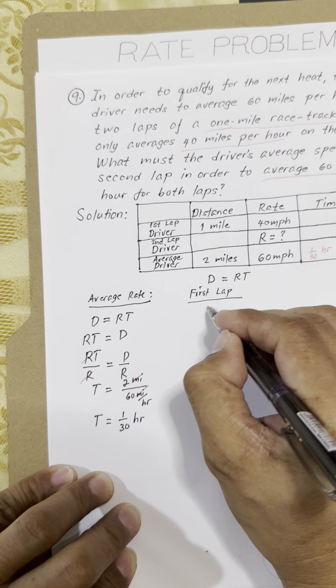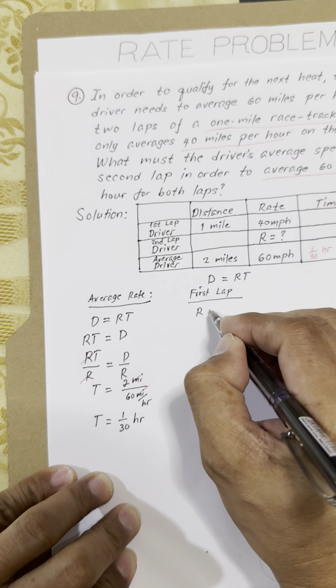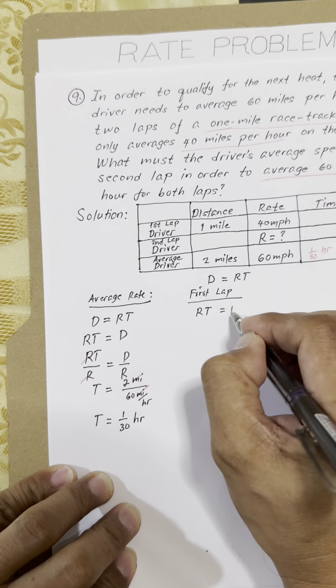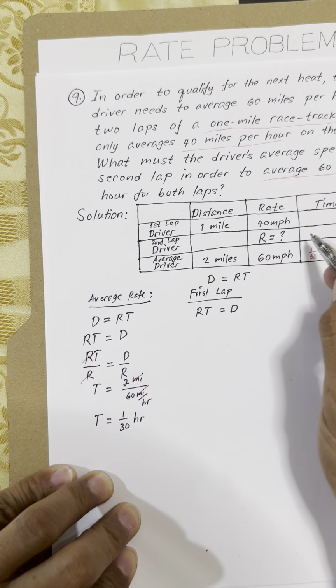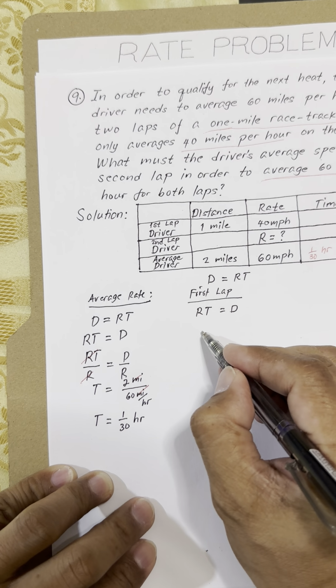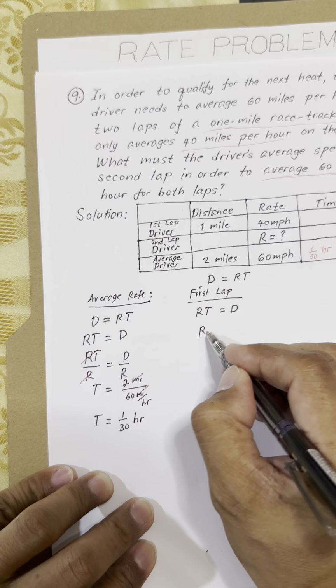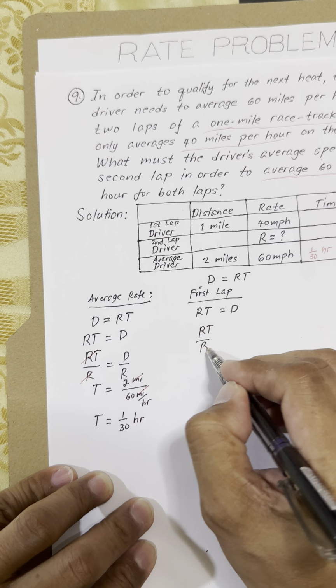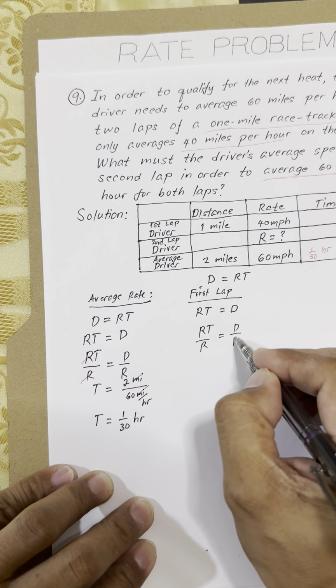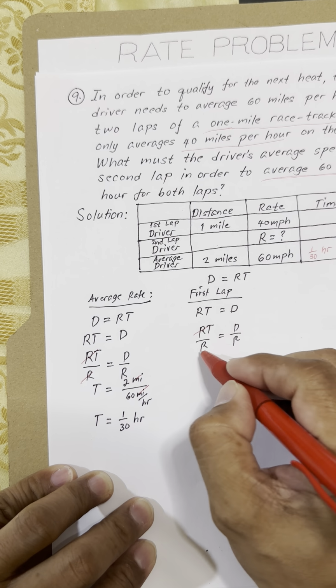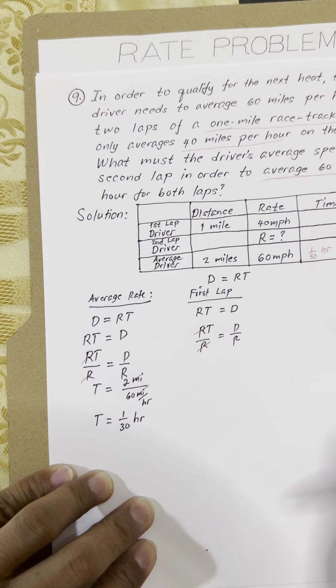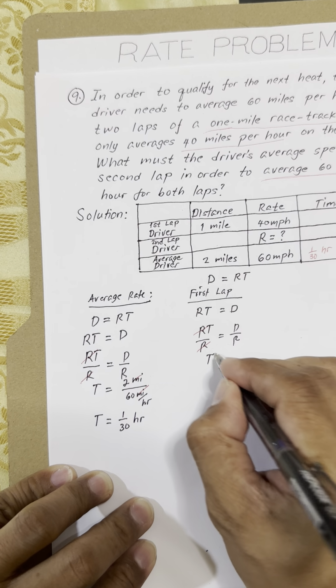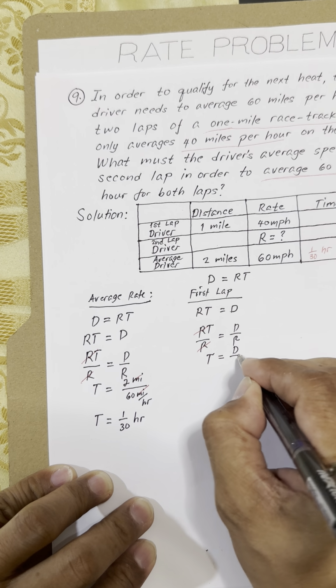So again, we have distance equal to rate times time, or we can say rate times time equal to distance. Then solving for the time here, for the first lap, divide both sides by r. So divide this by r, divide this by r also. So at the numerator, r at the denominator cancels out. So we have the time t equal to d over r.